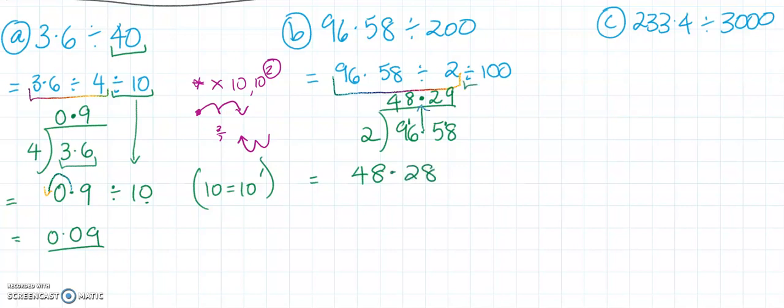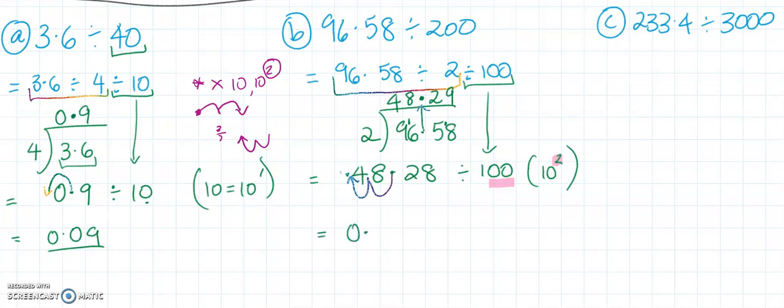48.29. Bring down the divide by 100. 100 is the same as 10 to the power of 2, which means there's a power of 2 and 2 zeros. So we are shifting our decimal point 2 places to the left. That's where our decimal point comes, and we fill in the first gap with a 0, and we end up getting 0.4829.